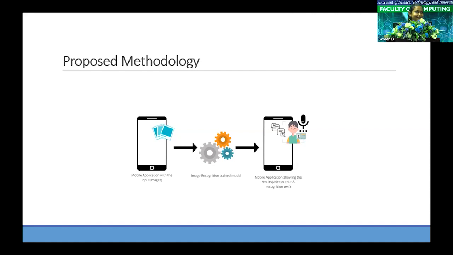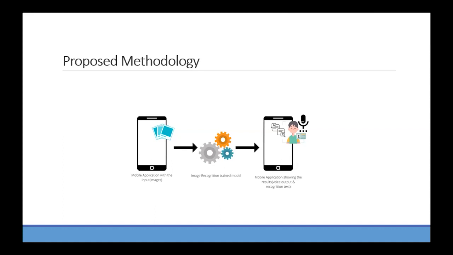Can I ask a question? From Zoom. Yes. Now, since we are dealing with children, after capturing, the accuracy of the output should be 100% because it can't be wrong. How can you achieve this goal?